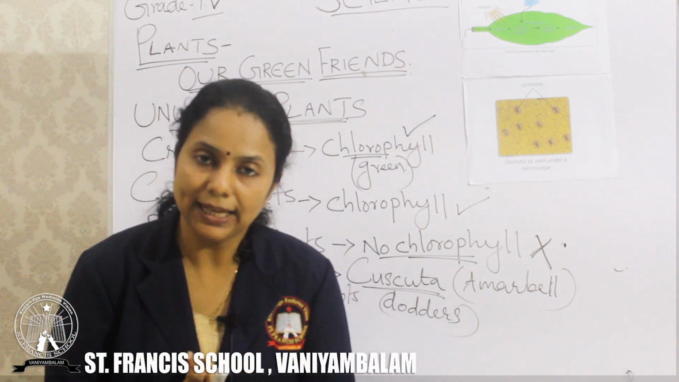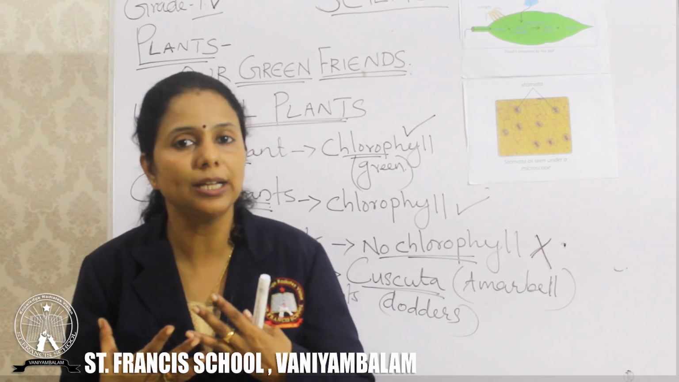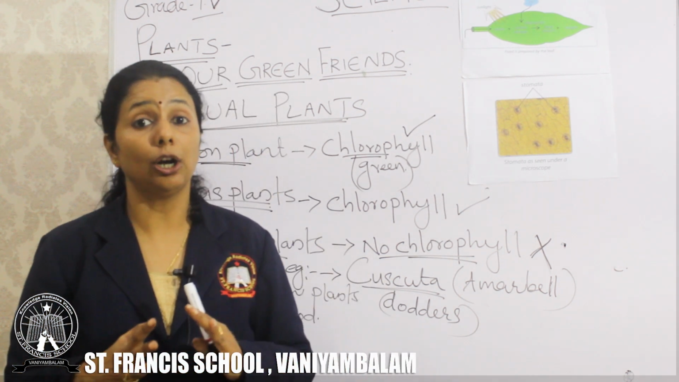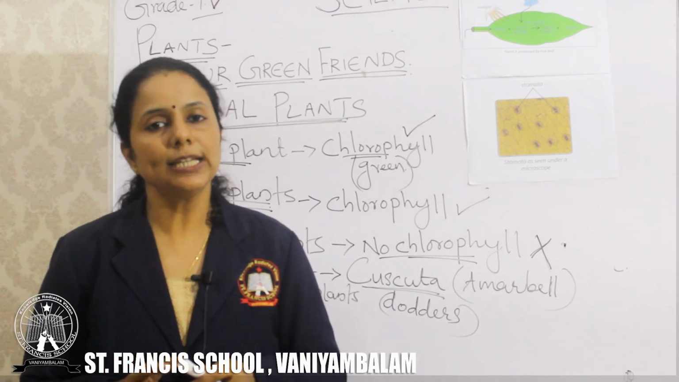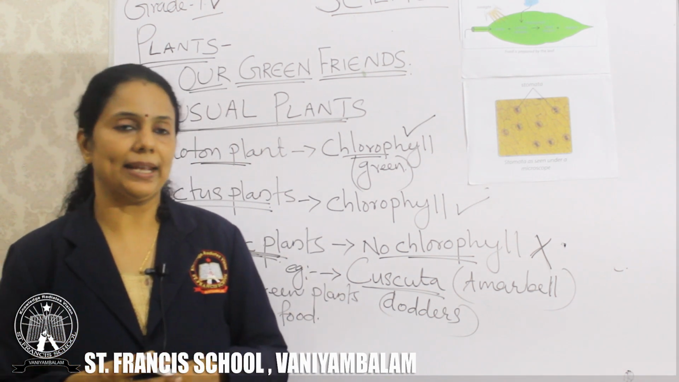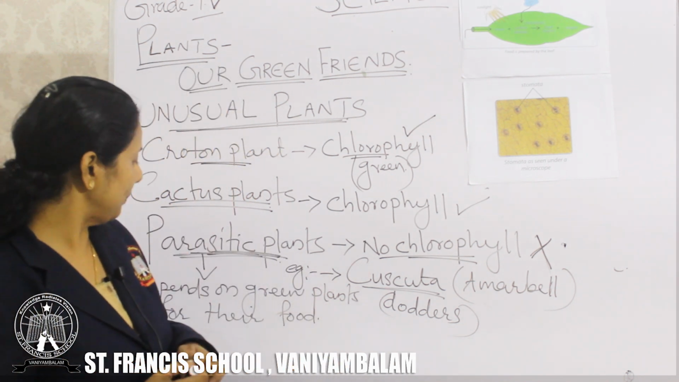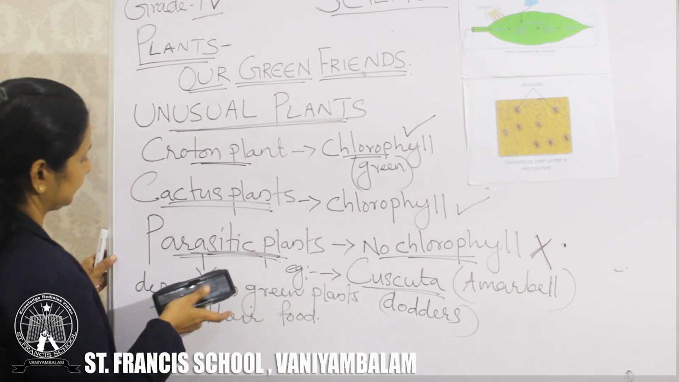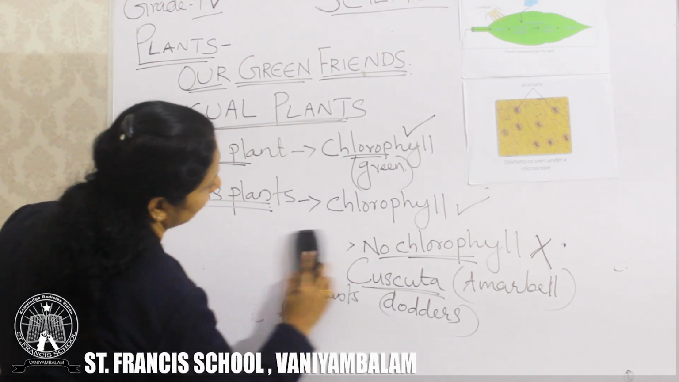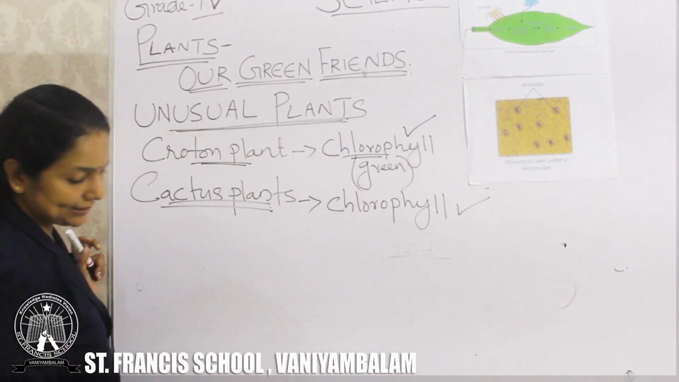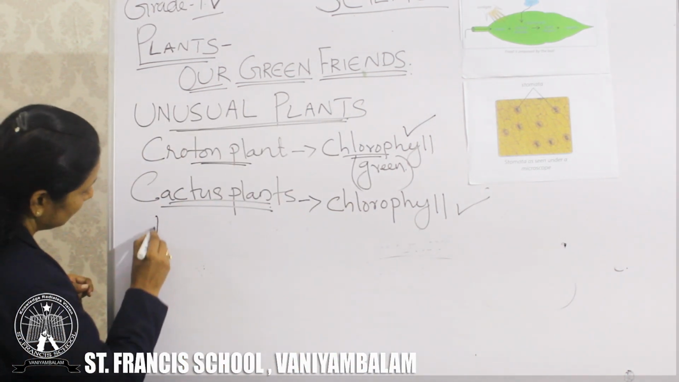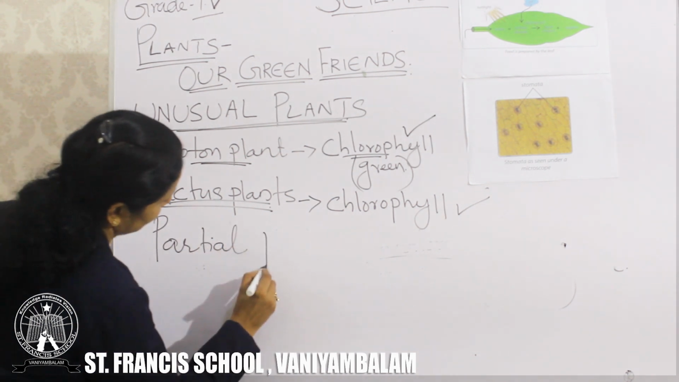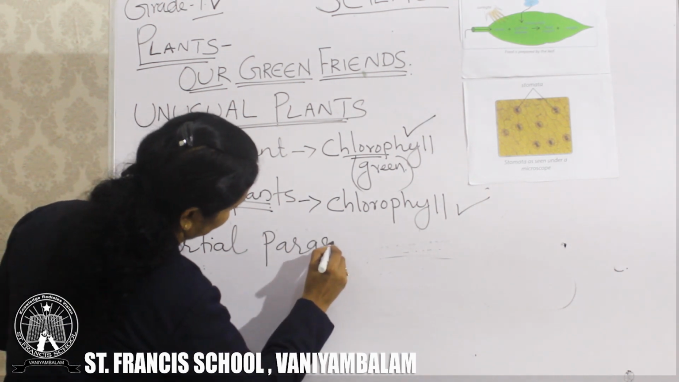Now there is another type of plants. They are called partial parasites. Partial means half, right? Yes, they are not completely parasites, so they are called partial parasites. Parasitic plants are of two types. The next one is partial parasites.